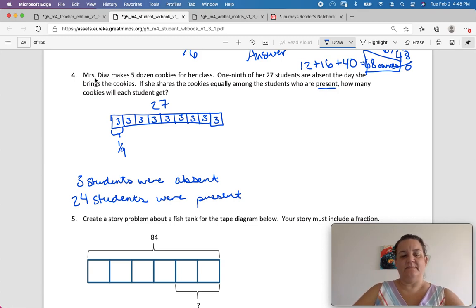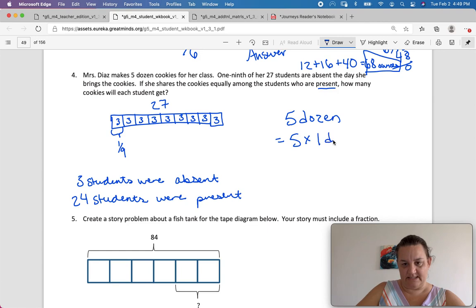Okay, so Mrs. Diaz makes 5 dozen cookies. 1/9 of her 27 students are absent the day she brings the cookies. So that means 3 students were absent. If she shares the cookies equally among the students who are present, how many cookies will each student get? Now you need to know what a dozen is. So 5 dozen equals 5 times 1 dozen. And a dozen equals 12. So it's actually 5 times 12. And 5 times 12 is 60.